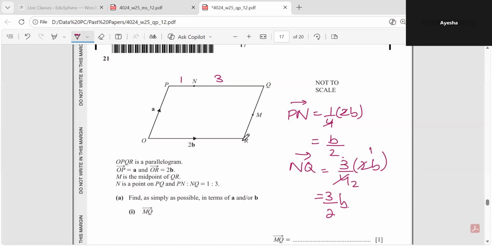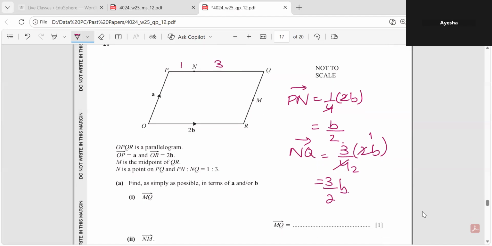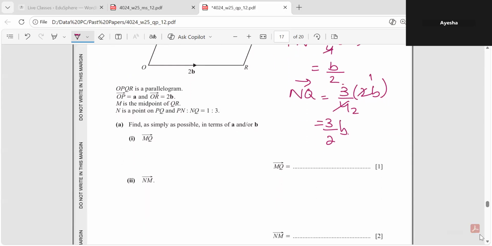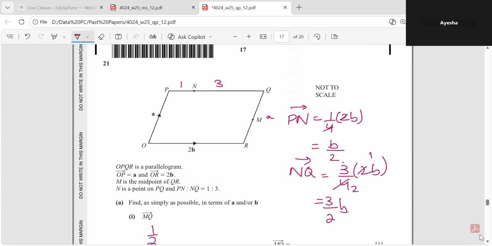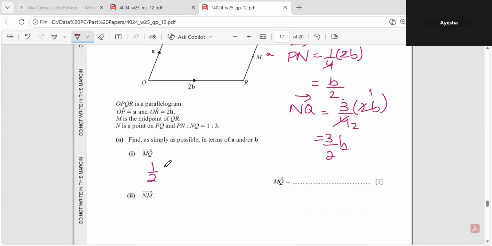MQ. We know that MQ is the half of, because if OP is A, so obviously RQ is A, and we have to find MQ. So MQ means that we have to go in the same direction. So it will be the half of, because this is A, it's going to be 1/2 of A. So MQ is simply 1/2 of A.